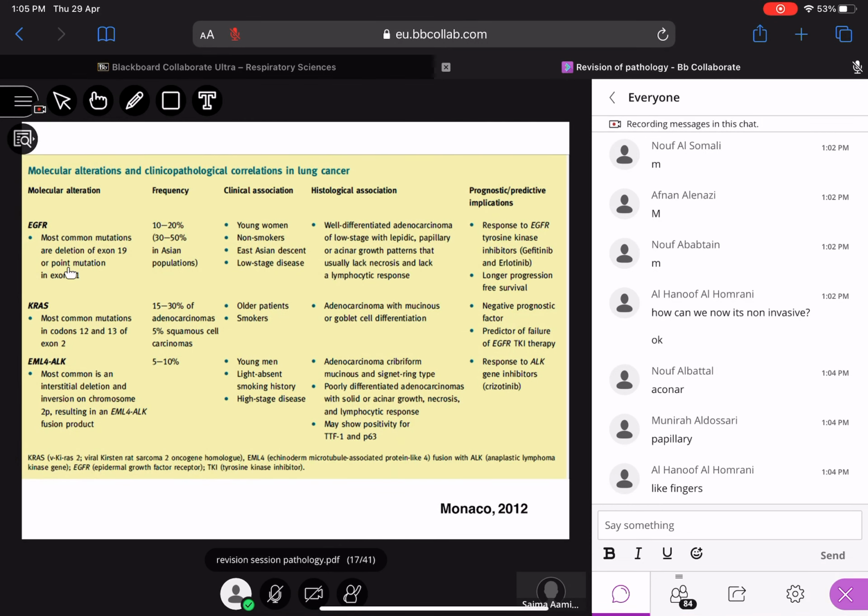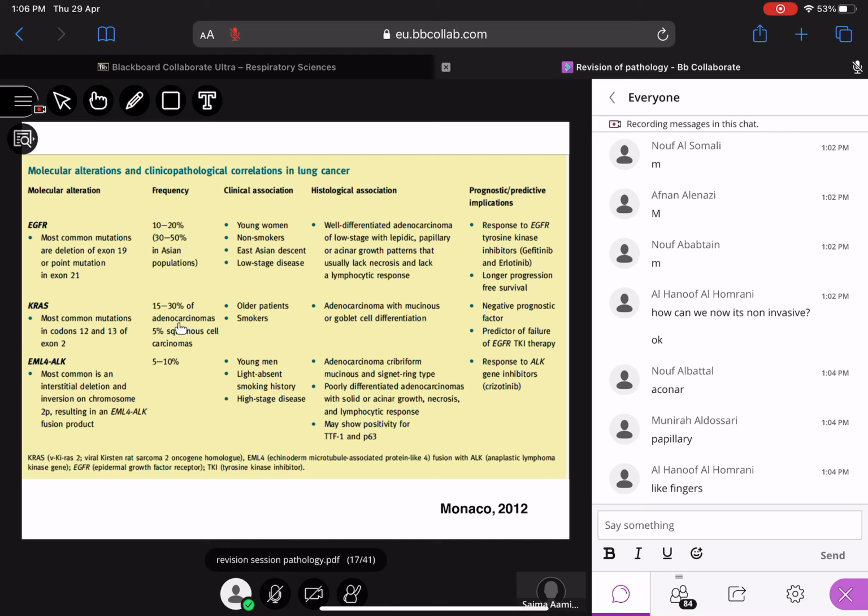Just a quick recap of the molecular alterations. You can have EGFR alteration, which is seen in usually 10 to 20% of cases, with young females who are non-smokers, of Asian descent. Histologically, they are well differentiated tumors, and prognostically, you can give personalized therapy with an EGFR tyrosine kinase inhibitor. Gefitinib or erlotinib can be given in this case, which improves the survival, and the prognosis is better.